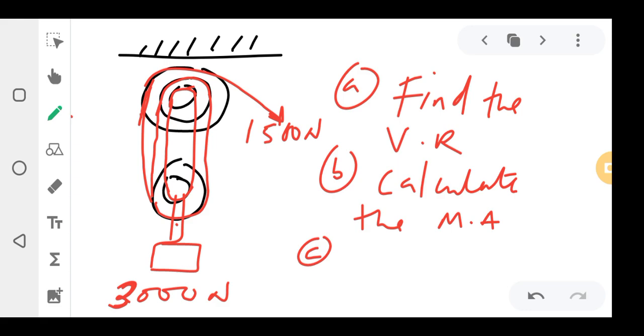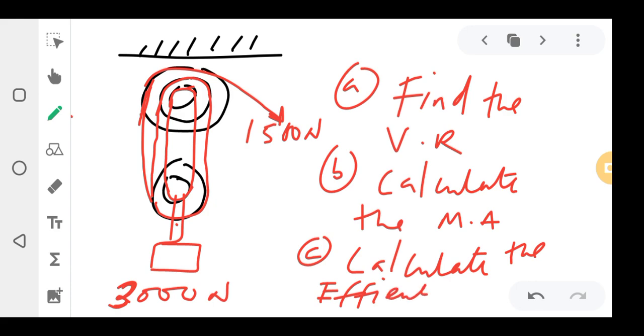And then lastly is calculate the efficiency. Wow, guys, this is nice. This is question 1. These things come in the exam, guys, so please pay attention. Okay, so what are we gonna have? Now this one is gonna be tough. It'll be tougher than the usual ones I've been doing, you guys.